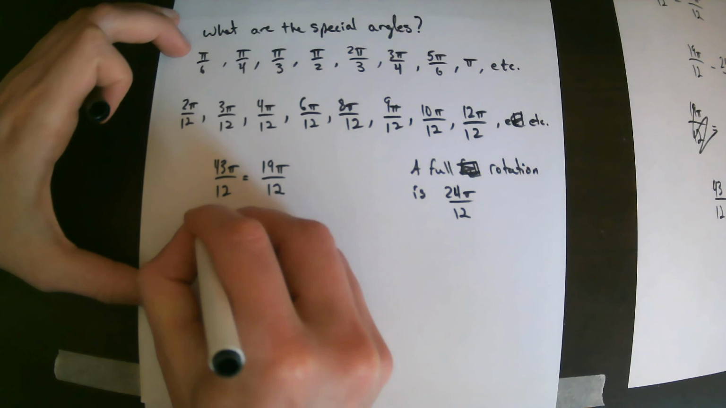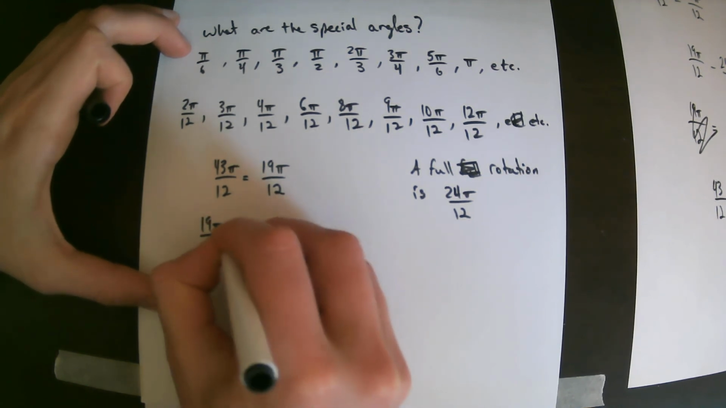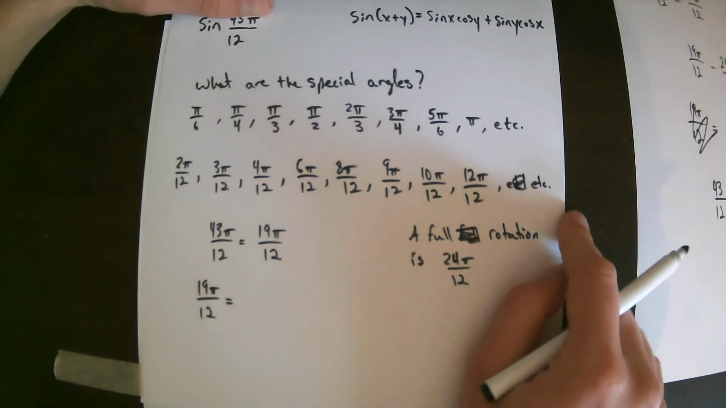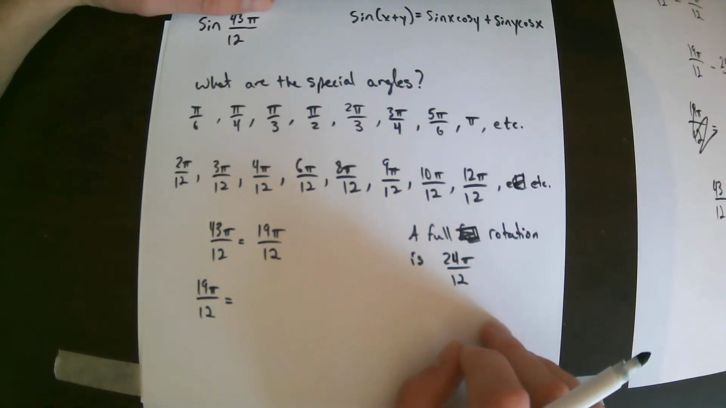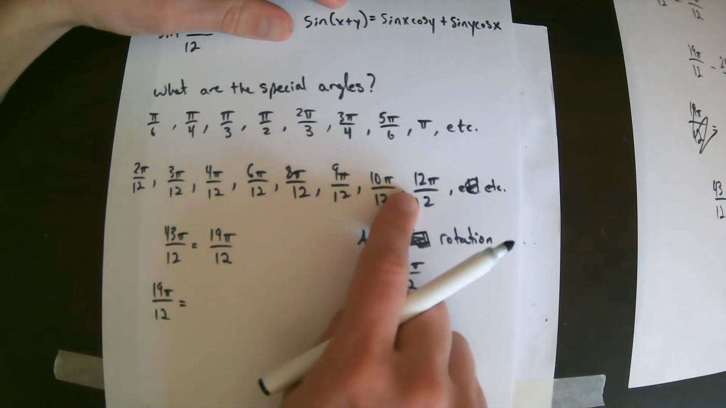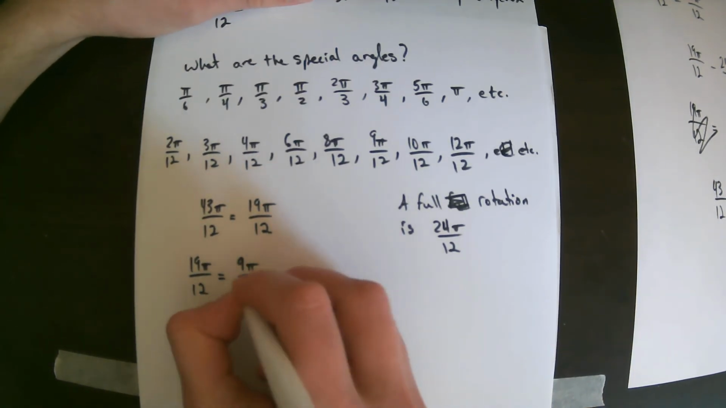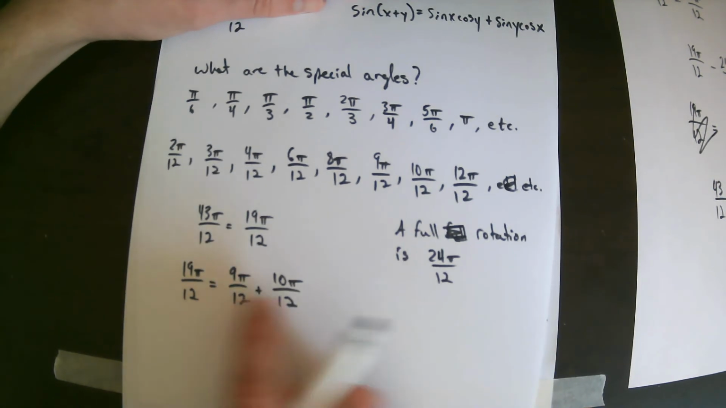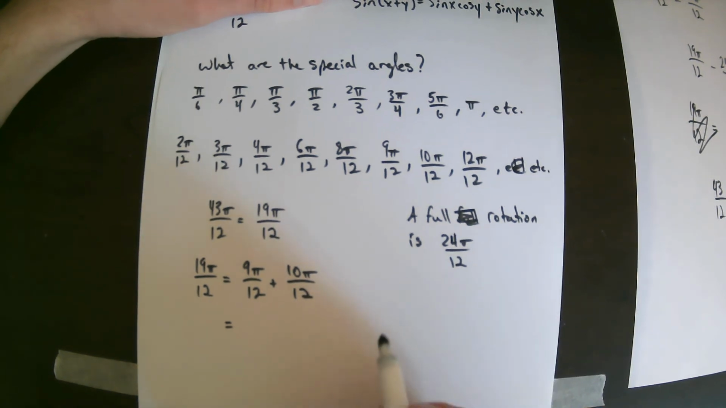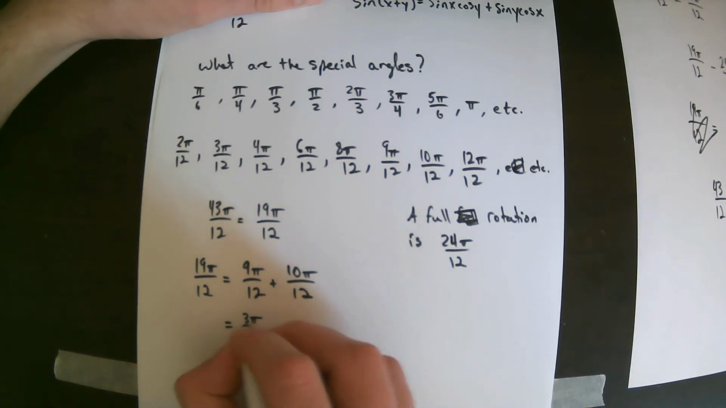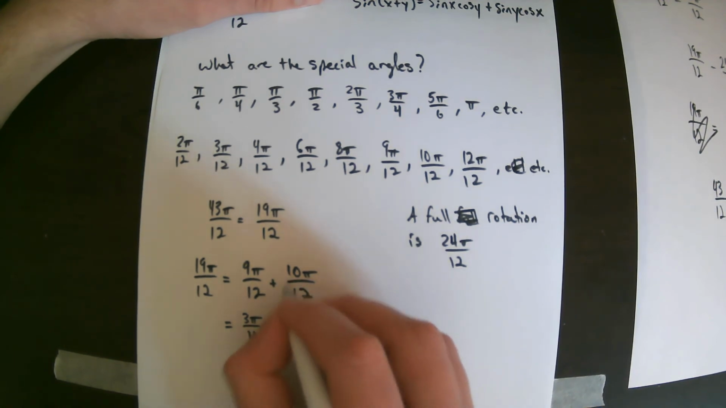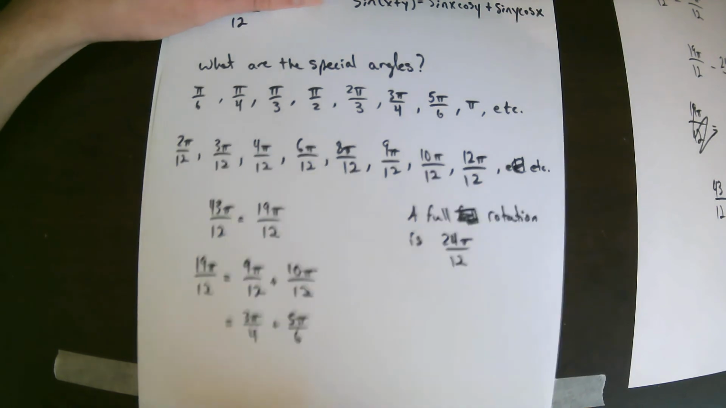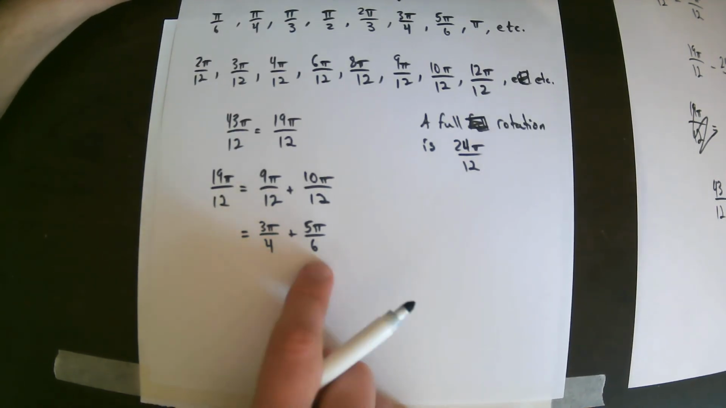So now I need to think about how to split up 19 pi over 12 using some of these, or possibly ones beyond this. So I'm thinking, oh look, right there, 9 and 10. There we go, 9 and 10. So 9 pi over 12 plus 10 pi over 12. And those are equivalent to these special angles 3 pi on 4 and 5 pi on 6. These are going to be the special angles we use.